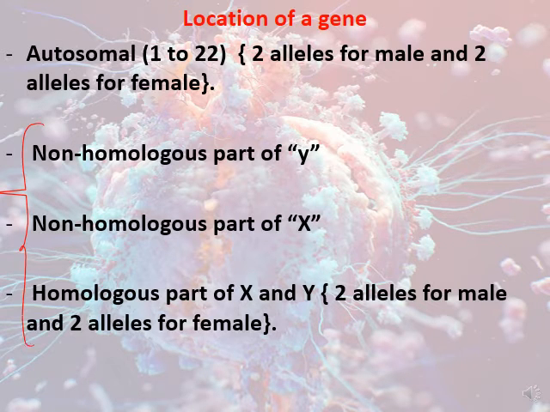So here, autosomal means chromosome pair number 1 to chromosome pair number 22. If it's found on the non-homologous part of Y, it's found only in the male. On the non-homologous part of X, it's found in both males and females: in the female we have XX, so two alleles, and in the male we have XY, so only one copy. On the homologous part of X and Y, we have two alleles for the male and two alleles for the female. So let's continue to talk about this.